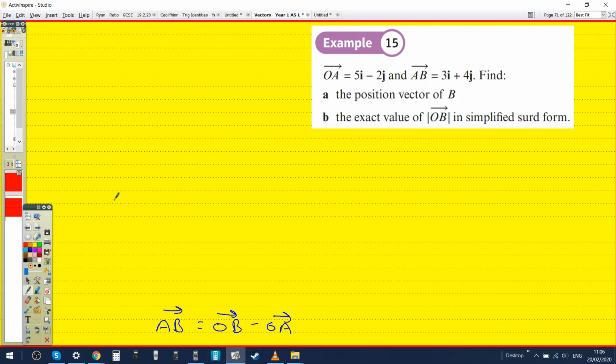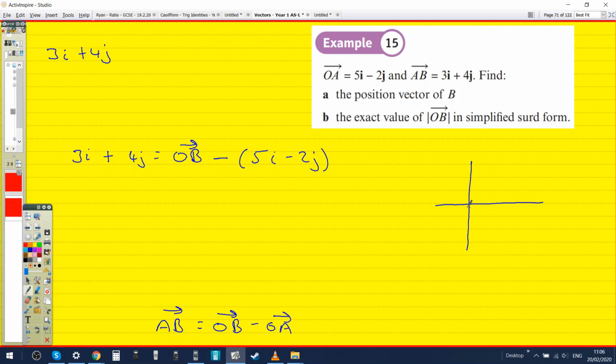So 3i plus 4j is equal to 5i minus 2j. Hang on, so O to B is the same as the position vector of B, starting from the origin. Yep. Minus O to A. Okay. Do I need to expand the brackets and then get OB on one side of the equation? Mm-hmm. So would it be 3i plus 4j equals OB minus 5i plus 2j? Yeah.